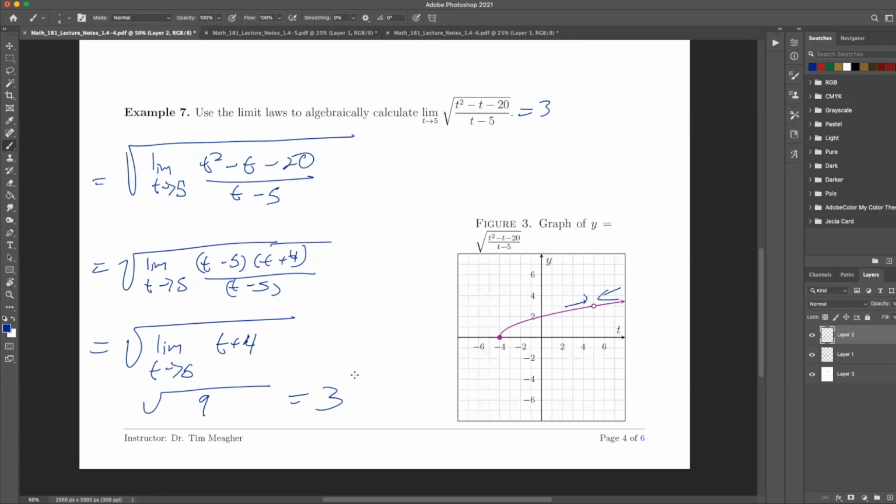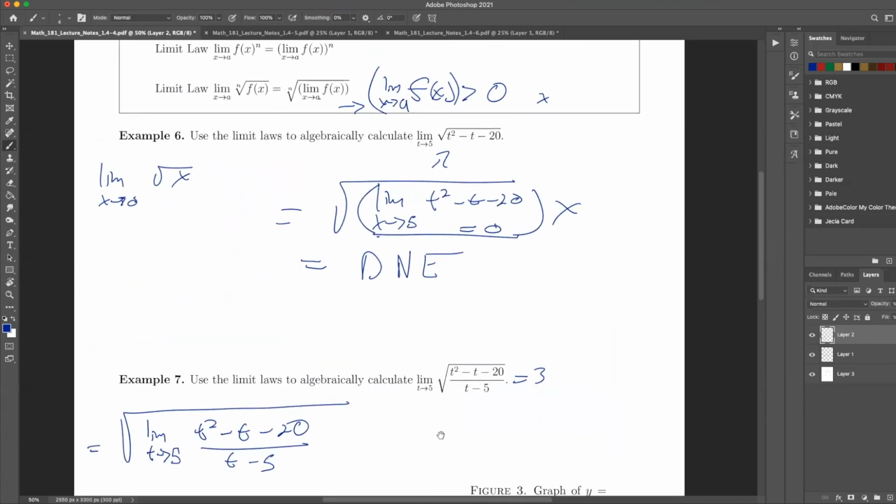Why does the limit move inside the square root? Okay, so here we're using this limit law right here.